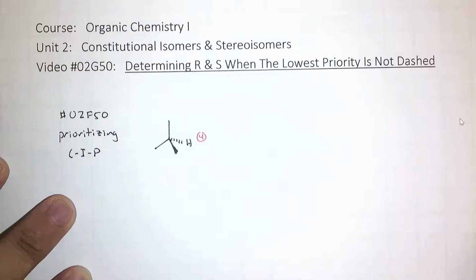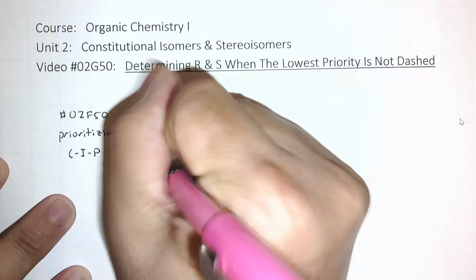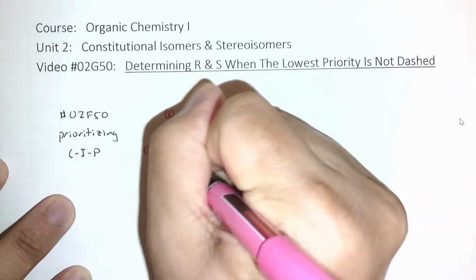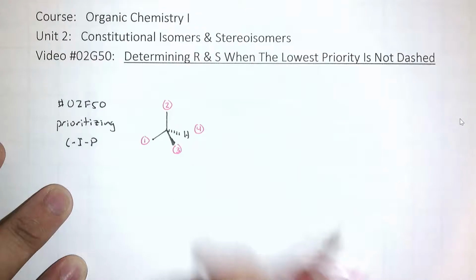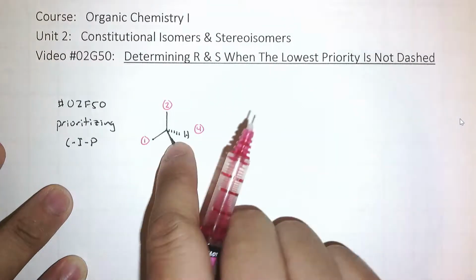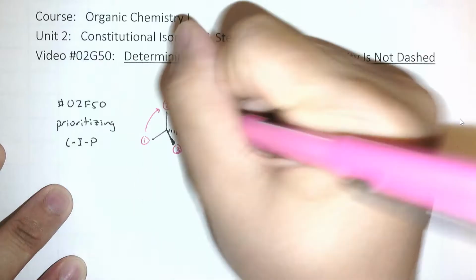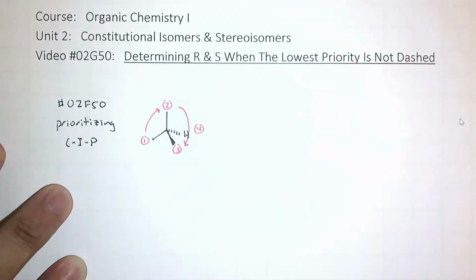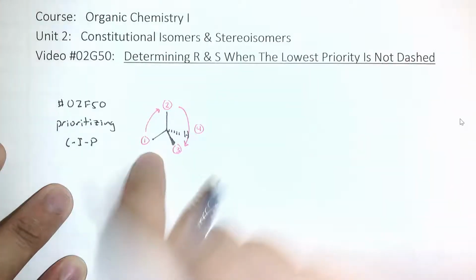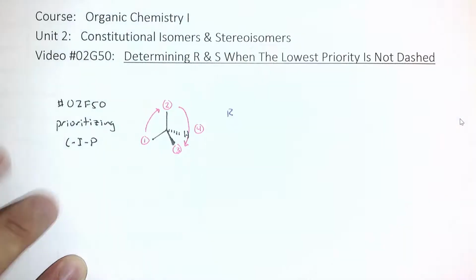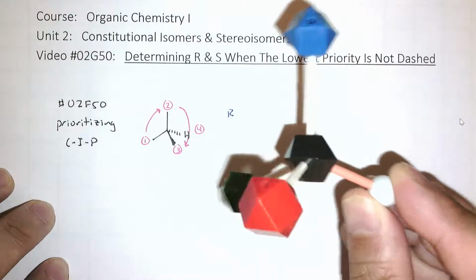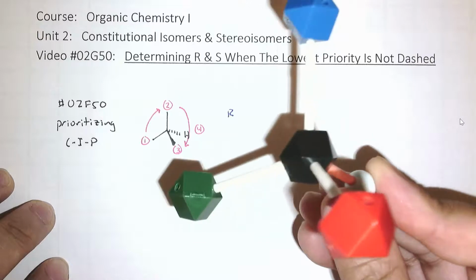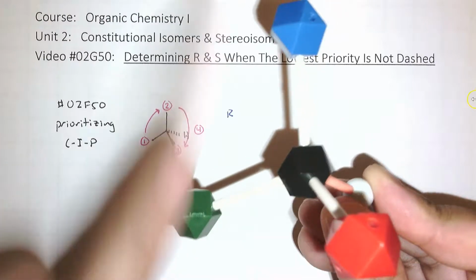Just as a reminder, what if arbitrarily this is priority number 1, priority number 2, priority number 3? When the lowest priority, 4, is already pointing away from you, meaning it is a dash, then all you have to do is read the drawing, and that's how you're going to designate R or S. This is clockwise, right? 1, 2, 3. Clockwise is R. I have a model here, and really it's oriented like this, where you have the hydrogen away from you. The red is wedge, the green is a line, and the blue is a line.